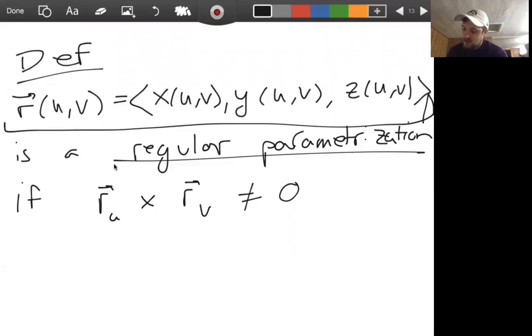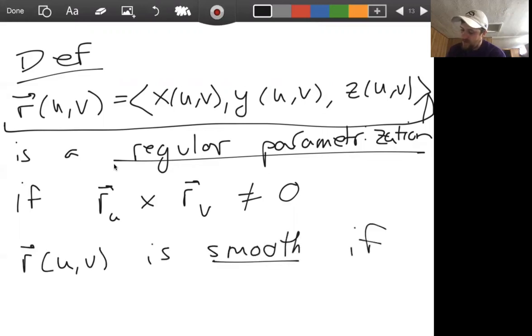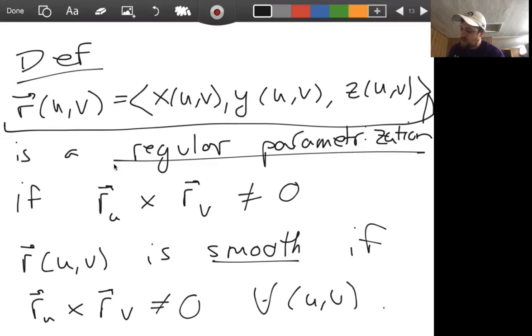surface integrals. Another definition: r of u, v is smooth if this cross product is not zero for all u and v in the domain. And so a regular parameterization is just something where the cross product of these partial derivative vectors is not identically zero, right? But you could have a cross product where it's a formula, and then certain values of u and v yield zero. Most of the values yield something non-zero. But a parameterization is smooth if that's not even the case, right? So no matter what u and v you plug in, you will not get a result of zero for the cross product here. And we'll be restricting our attention to smooth and regular parameterizations as we define surface integrals in the next video.